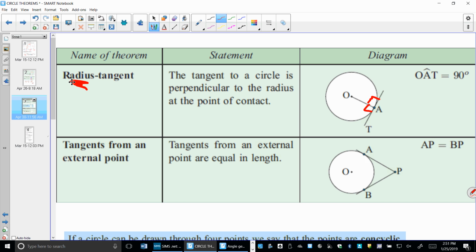And tangents from an external point. If I've got this outside point here, and I draw two tangents, then where they touch the circle edge, in both cases, those lengths would be equal to each other. So in other words, you could form an isosceles triangle there. From any external point, where the tangents meet the circle edge, those lengths will be equal.